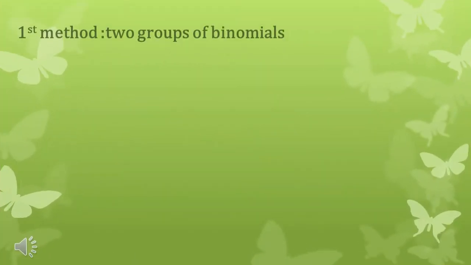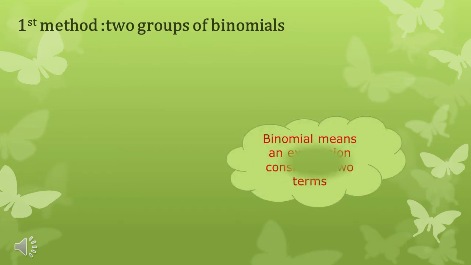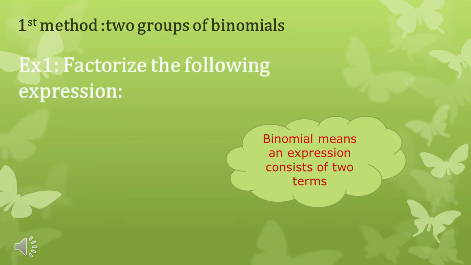To factorize the four terms expression, we have two methods to do it. The first one is to try to group it into two binomials. By binomial, we mean an expression consisting of two terms. So let's try to factorize the following expression.